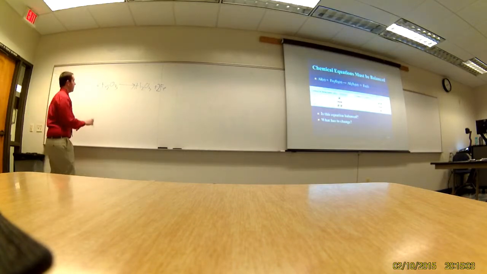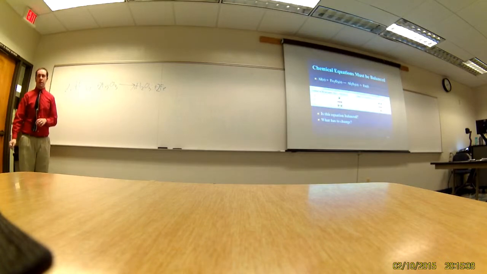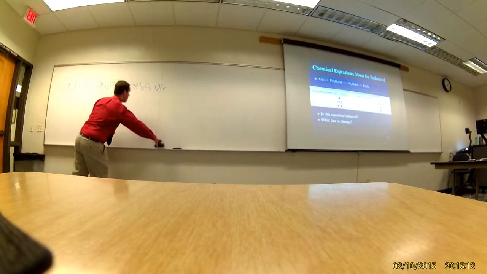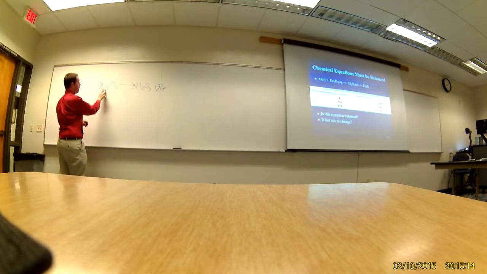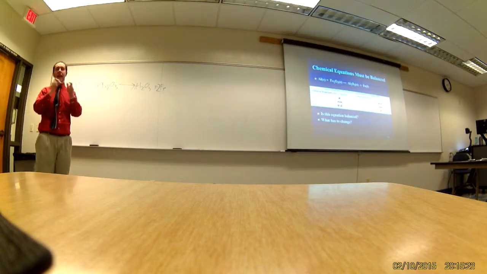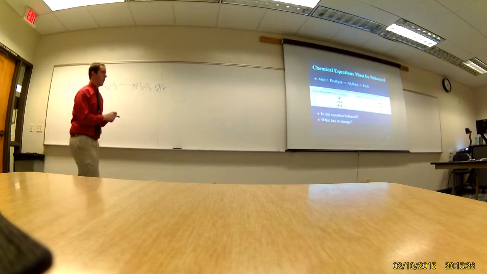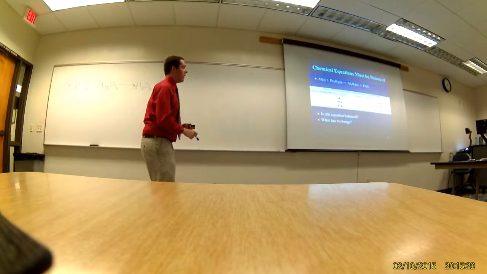What do you think would happen if I put a 2 there? Now how many irons do I have? 4. Right. So now we have 4 irons and 6 oxygens there. So watch out for that when you're balancing equations. There's a coefficient and a subscript for an element. You have to multiply them together to figure out how many of that element you have.